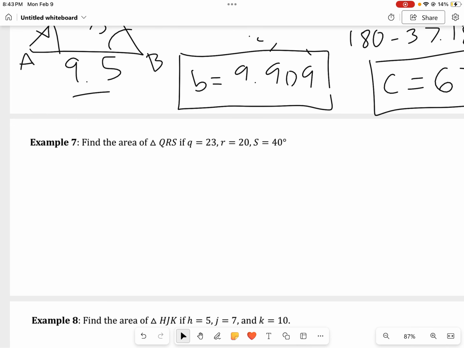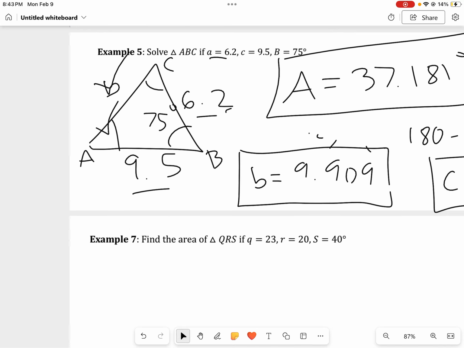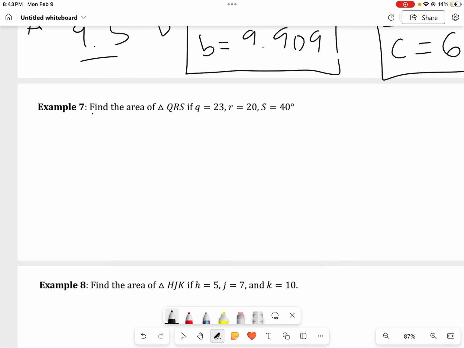So example number 7. Unlike the other ones, this one's asking us to solve the triangle, asking us to find the area. And with oblique triangles, which is most likely what this is, the formula for area is 1/2 AB sine of C, angle C. That's your area formula.